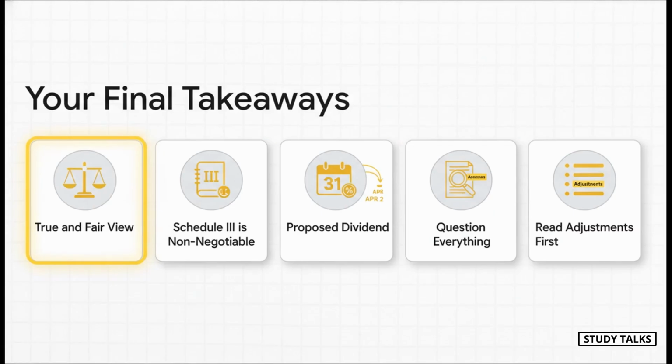1. The ultimate goal is a true and fair view. Your numbers must reflect reality. 2. Schedule 3 is your rulebook. It's non-negotiable. Follow the format exactly. 3. And this brings us back to the question I asked at the very beginning. That dividend declared on April 2nd, it is not a liability on the March 31st balance sheet. Why? Because on March 31st, no legal obligation existed. It's an event that happened after the reporting date, so you just disclose it in the notes.